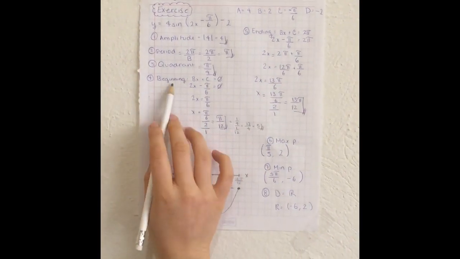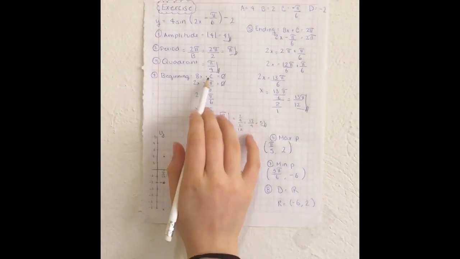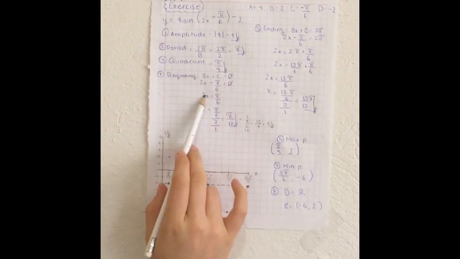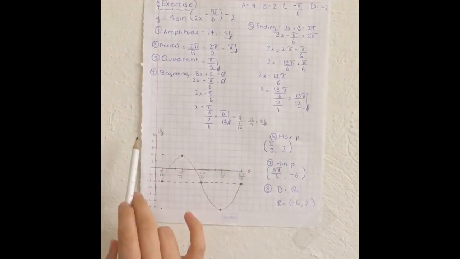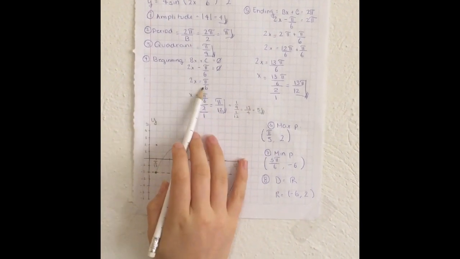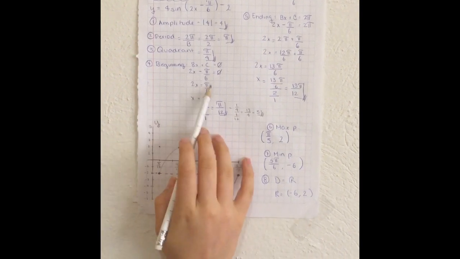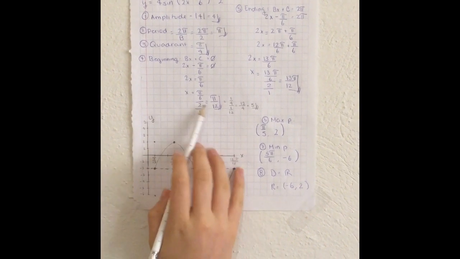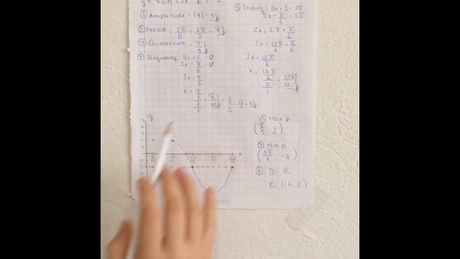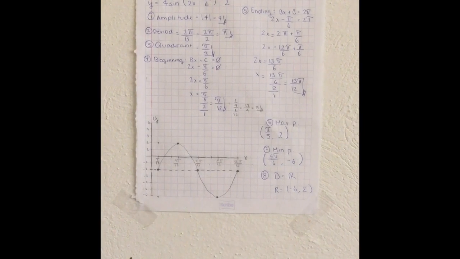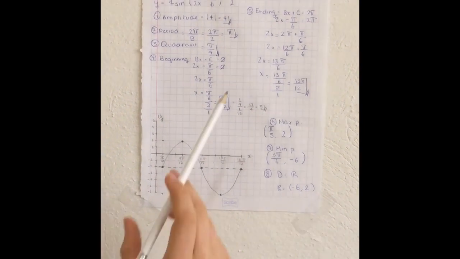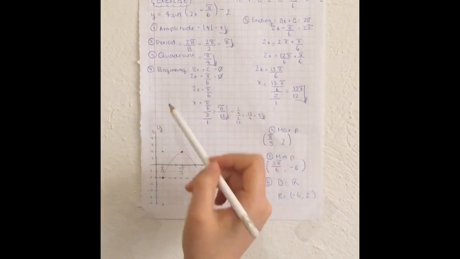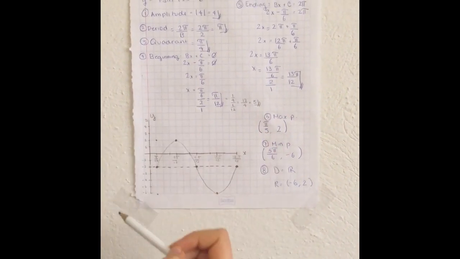Now we have the beginning of our graph, which will be bx − c equal to 0. In this case, it is 2x − π/6 = 0. We pass π/6 to the other side, which will make it positive, and then we divide by 2, which will give us π/12. What we want in this part is to have the x alone, so we need to take everything that is on this side to the other side.